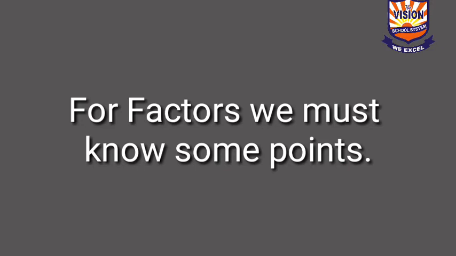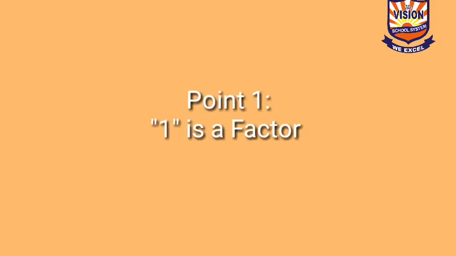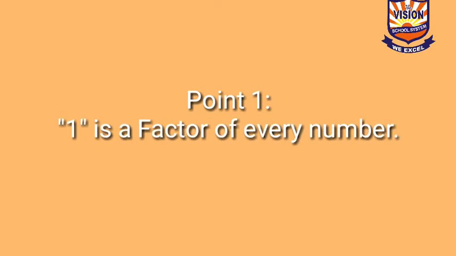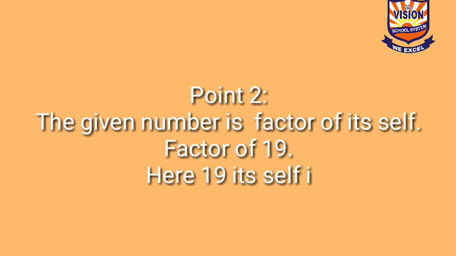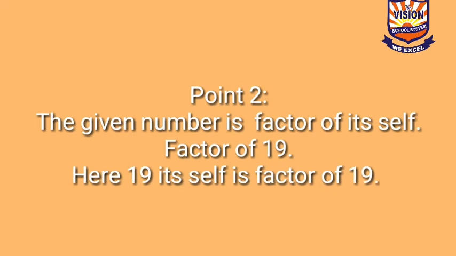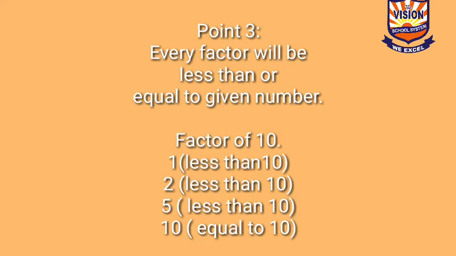But for factors we must know some points which I am telling you. Point number 1. 1 is a factor of every number. It means 1 is a unique number and it will be a factor of every number. Point number 2. The given number is a factor of itself. Factor of 19. Here 19 itself is a factor of 19. Point number 3. Every factor will be less than or equal to the given number.